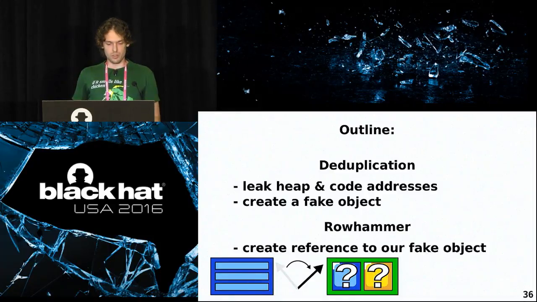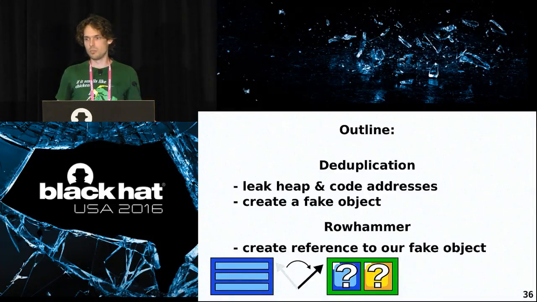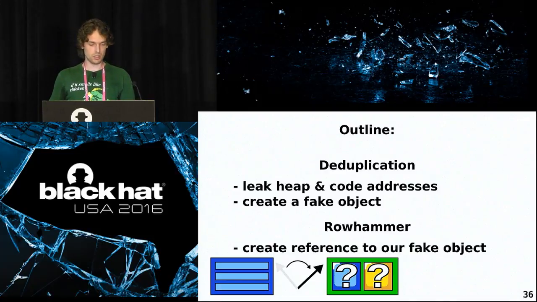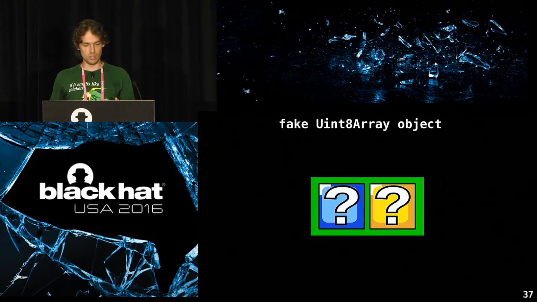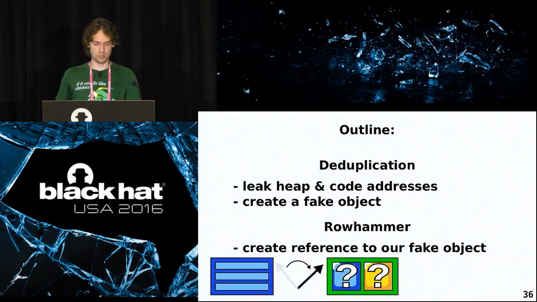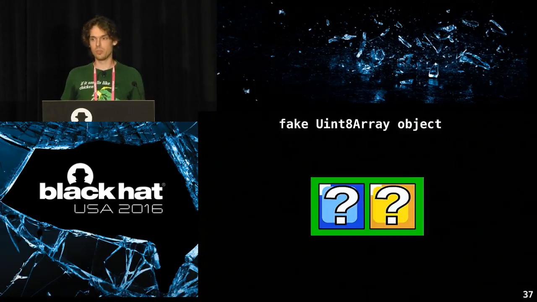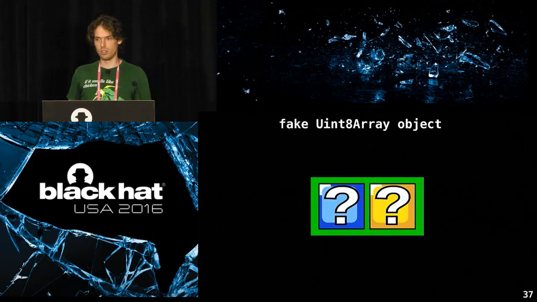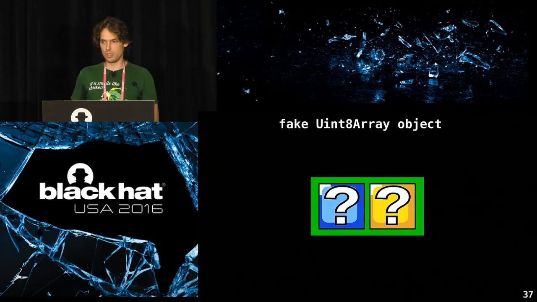So now we have leaked heap and code pointers. Now we can create a fake object, and then we'll use Rowhammer to flip a bit and create a reference to this object. The object we've chosen to create is a typed array, which allows us to basically read data from any writable code in the address space.